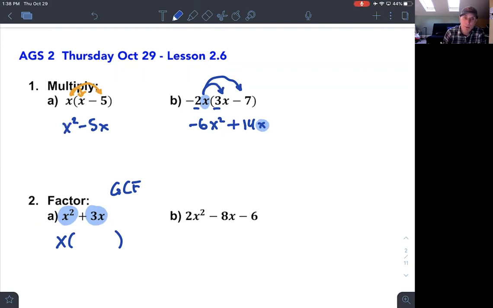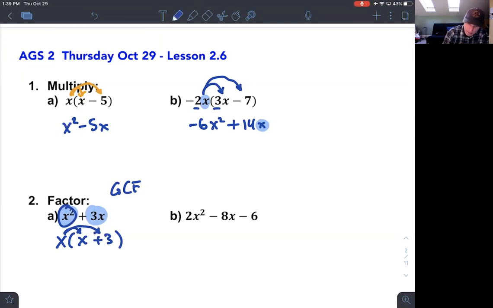Then we have to think backwards, like going backwards from what we did in problem 1A and B, and think, what would I multiply here to get x squared? That would be an x, right? Because x times x gives you x squared. And then what would go there would have to be plus 3, because x times 3 gives us 3x. So that's our answer, okay? That's called factoring, or in this context, it's the opposite of the distributive property, undistributing.